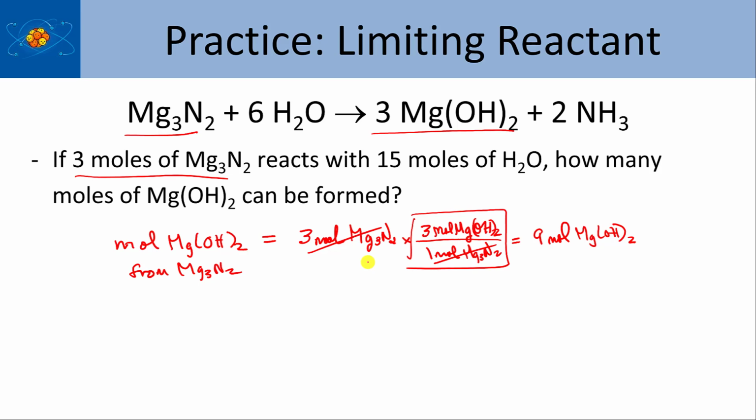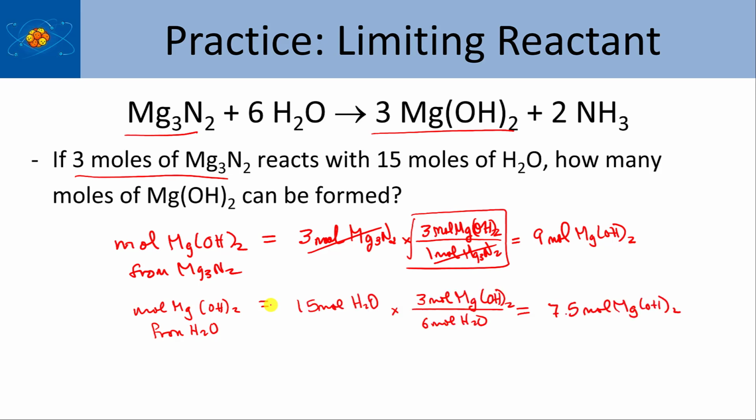The next thing you want to do is calculate the moles of magnesium hydroxide that you can produce from water. Now, for every reactant, you have to do this. So if there were 3 reactants, we'd have another one after this. Go ahead and do that calculation, and then we'll talk about the results.